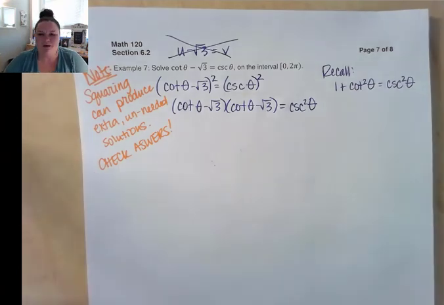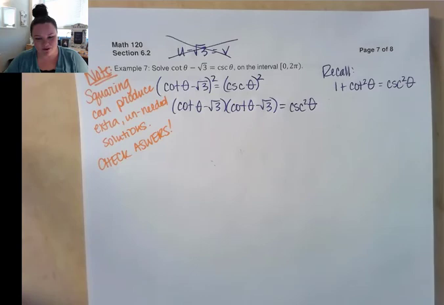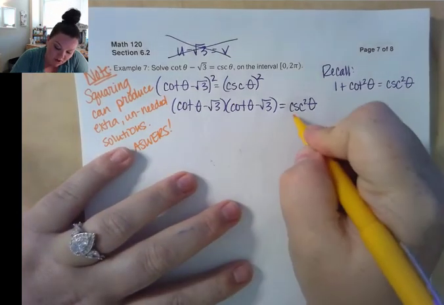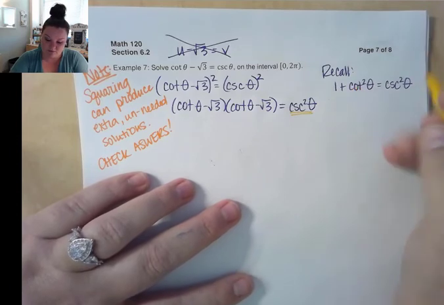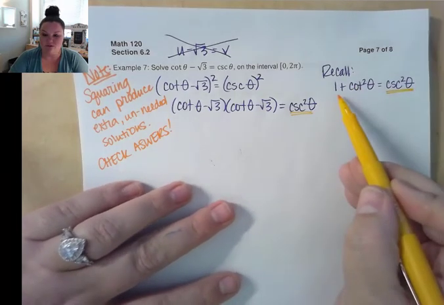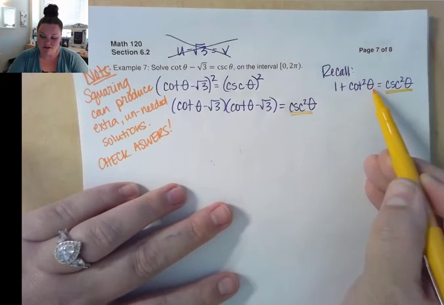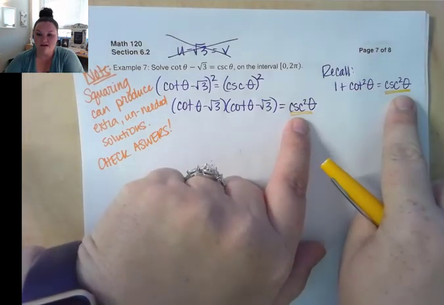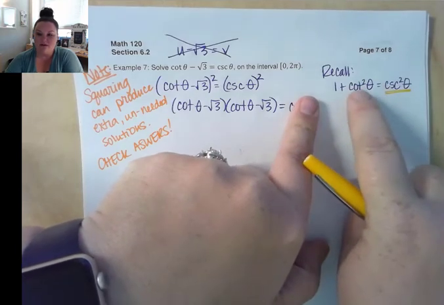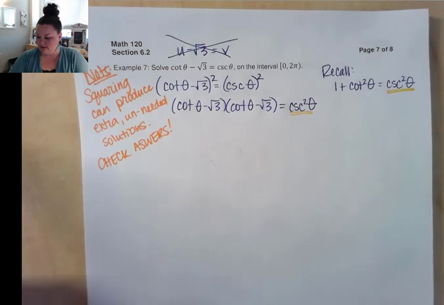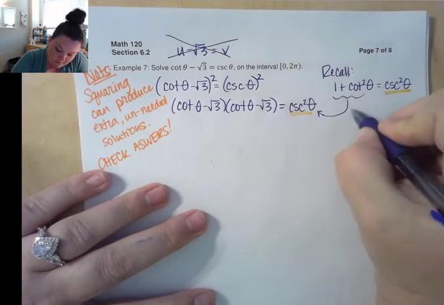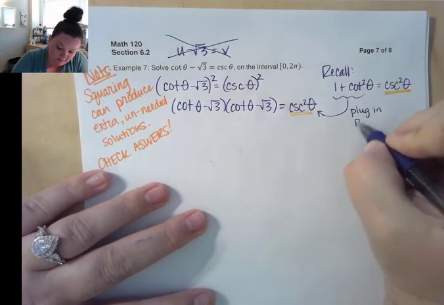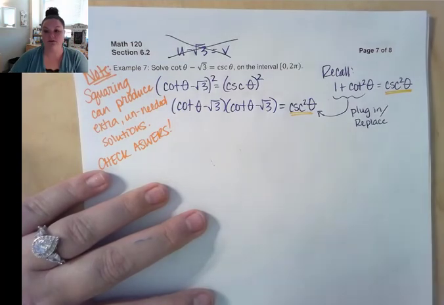Okay, so why did this help me? Why did I square this again? What was I thinking? Here's what I was thinking. I was thinking that if I could get a cosecant squared, then I could substitute in for that, because we know that cosecant squared is equal to 1 plus cotangent squared theta. So now that I have a cosecant squared theta, I'm just going to take that out and replace it with 1 plus cotangent squared theta. So I'm just going to plug in or replace, however you want to think of that.